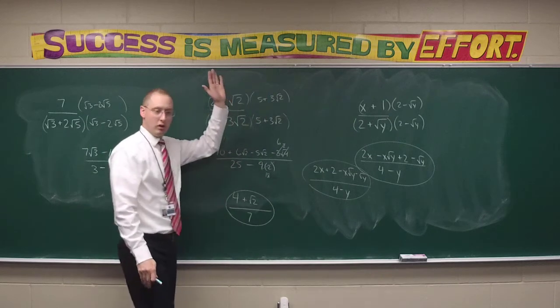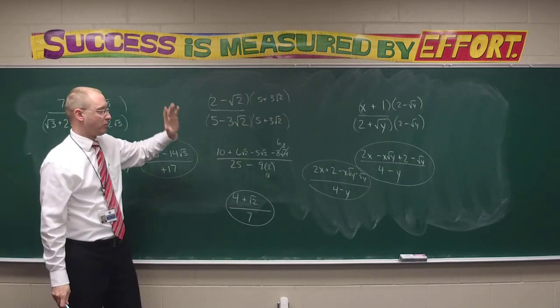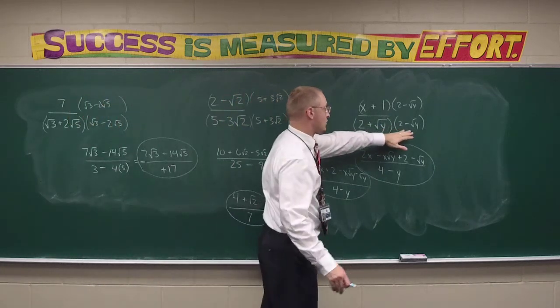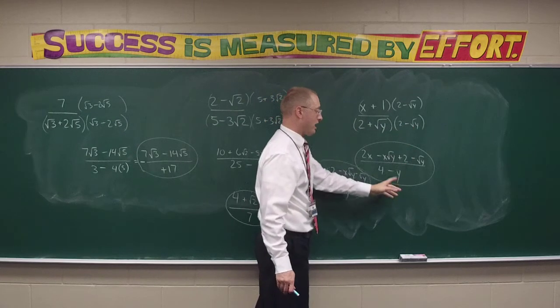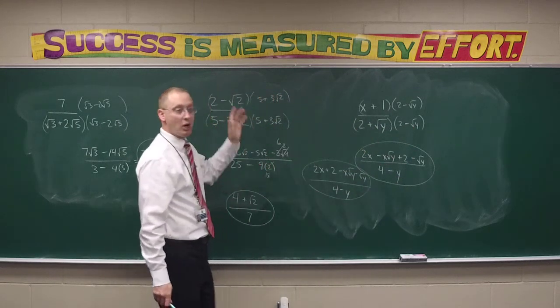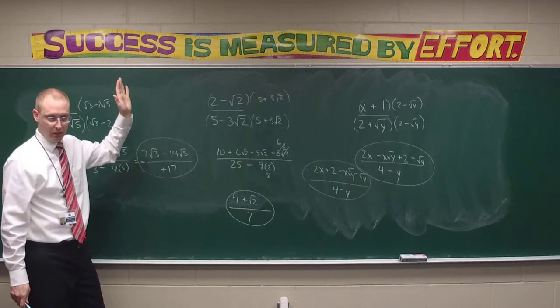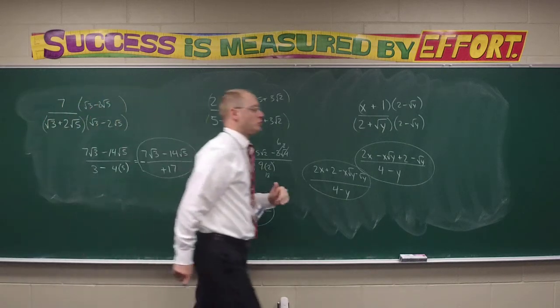How many got that answer on the last one? Again, multiplied by the conjugate, 2 minus square root of y, square the first to get 4, square the last to get y, put a minus sign, and then, like I said, FOIL at the top. Questions on that last one? Any questions? All right, 2 more.